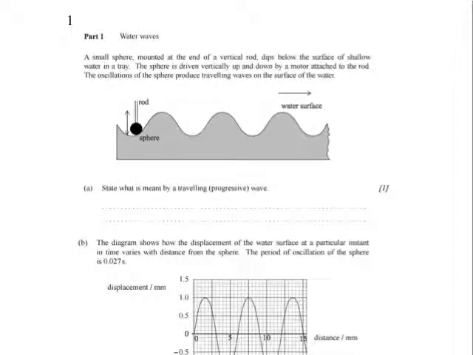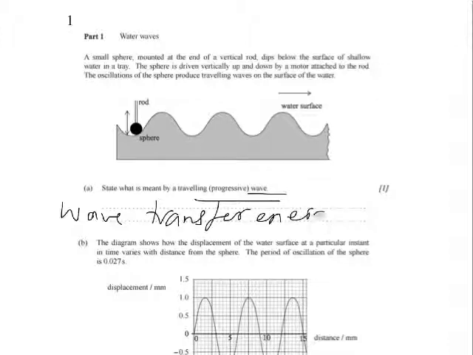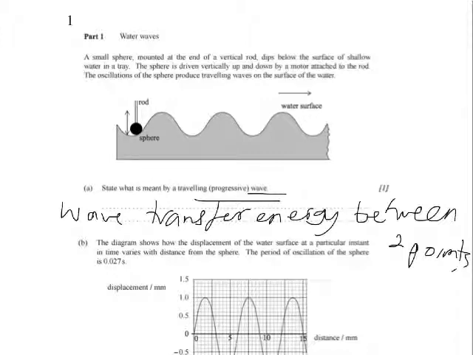State what is meant by a travelling progressive wave. The correct answer to this question is to state that a travelling progressive wave is transferring energy. So a full answer would be: a progressive wave is a wave that transfers energy from one point to another, or between 2 points. This is just something that you're going to have to learn off by heart.